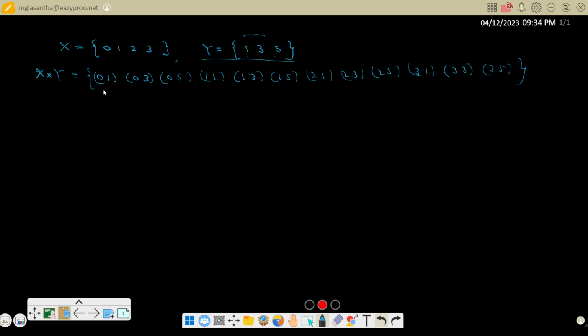X cross Y is a set. Then for this also you can write down the power set. For this set you can write power sets. The power set includes all subsets. What is a subset? A subset is a relation. If you take any subset of X cross Y, it is a relation. Then can you tell me how many relations are there from X to Y? How many relations?